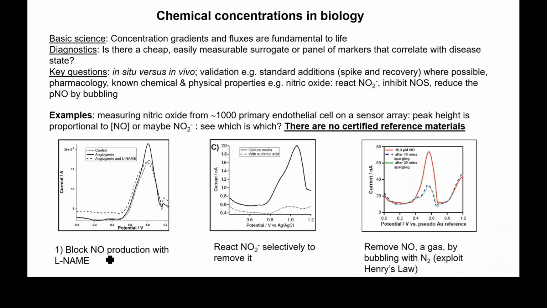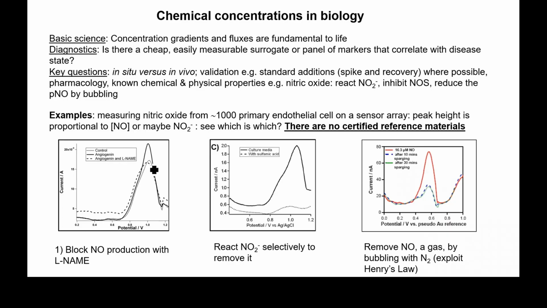Now, here are 3 examples at the bottom from some work we did measuring nitric oxide from around 1,000 primary endothelial cells that we grew on sensor arrays. And there's this peak at around 0.9 volt, which correlates with nitric oxide concentration. Now, nitric oxide is important for signaling the growth of new blood vessels, so it's important in carcinogenesis and angiogenesis, where our cancers spread and metastasize, which is why we were interested.